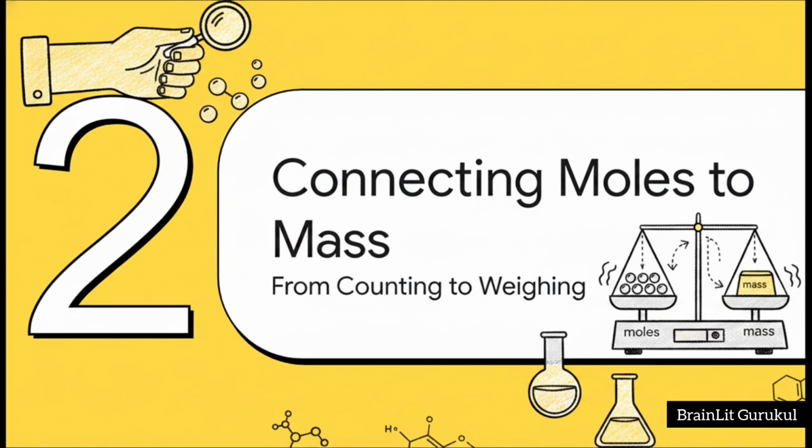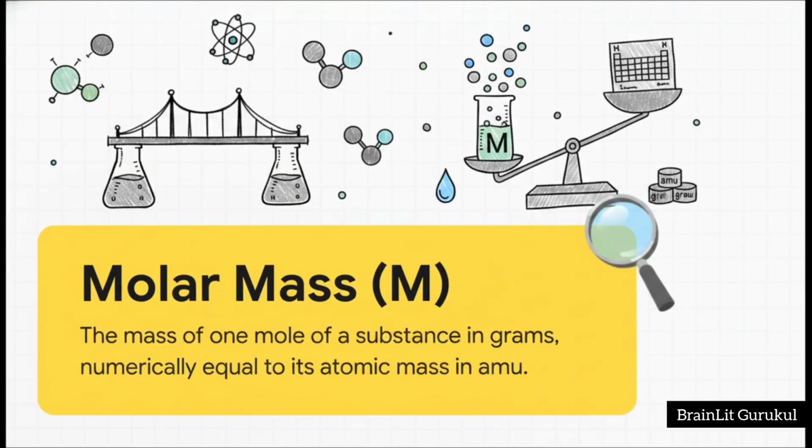So the big question is, how do we connect this gigantic number to something we can actually measure on a lab scale? The answer is all about mass. This right here is our bridge, molar mass. It is simply the weight of exactly 1 mole of a substance. And here is the really cool part, the thing that makes it all work so beautifully. The molar mass in grams is the exact same number as the atomic mass you see on the periodic table.